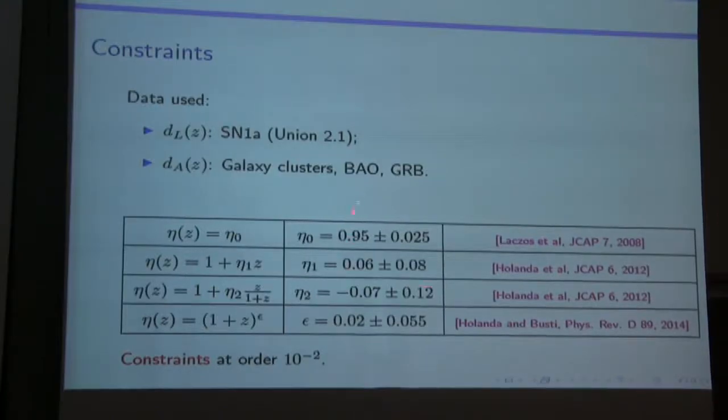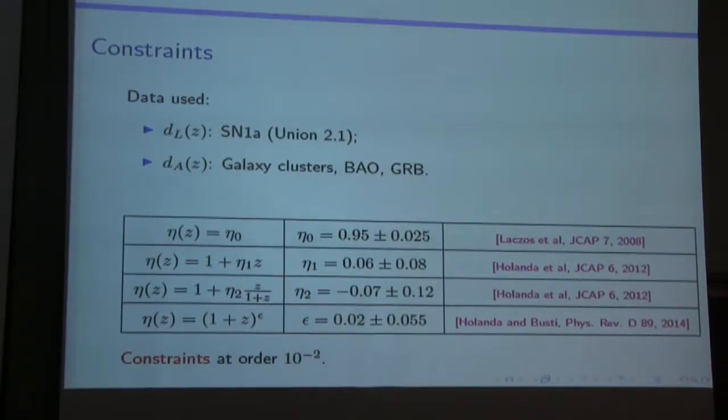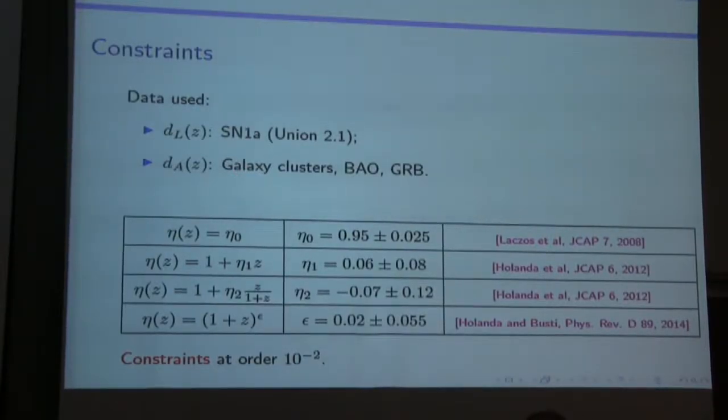So you see, typically luminosity distances are obtained using supernovae, and angular diameter distances are obtained using standard rulers like galaxy clusters, BAO, in that case, in GR. Usually what people do is a parameterization of eta of z, again, if you want something fairly model independent. The first one is not very interesting, it's having a constant eta.